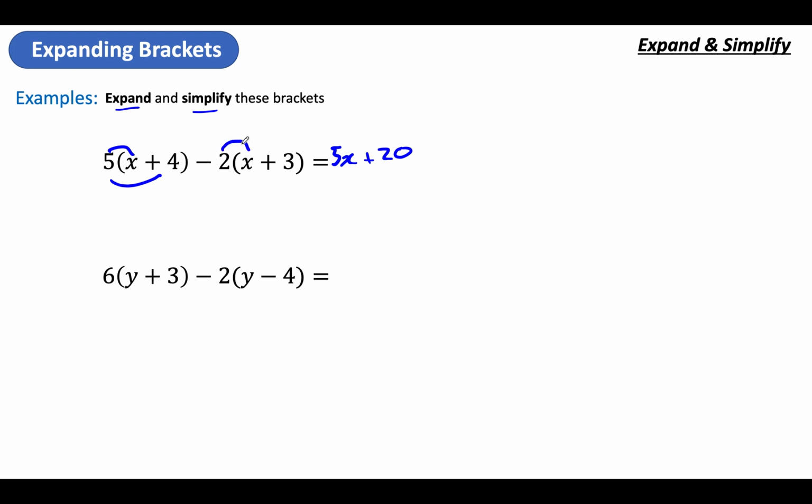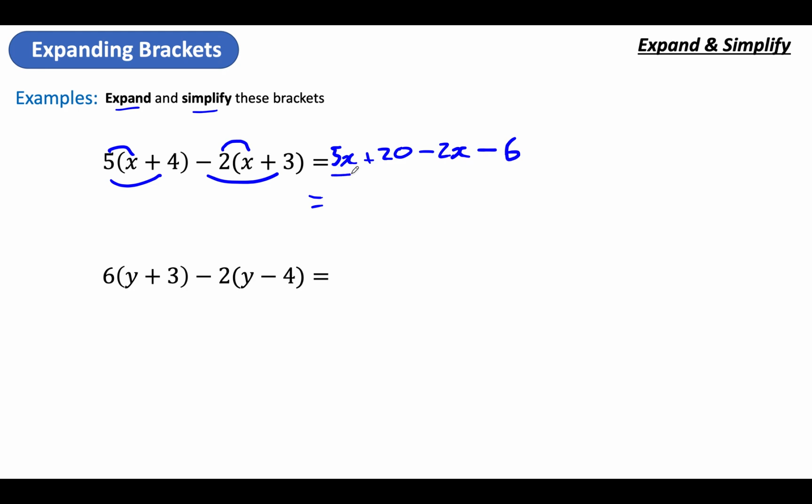Now, I'm going to do this number times by the x. Now, this is minus 2 or negative 2. So I've got to do negative 2 times x, which is negative 2x. And then I'm going to do negative 2 times by positive 3. Well, negative times a positive makes a negative answer. 2 times 3 is 6. All right, so it's still fairly straightforward. Just watch out for this. Remember, it's not just 2 times x, it's negative 2 times x.